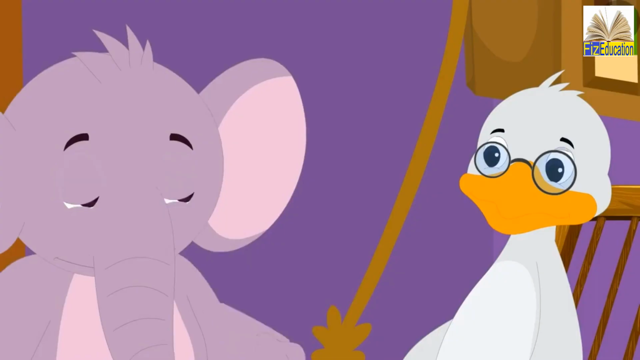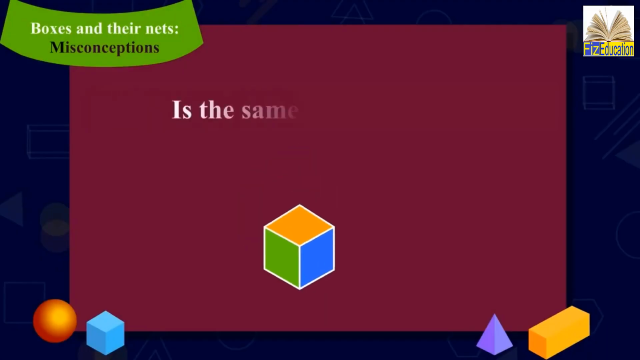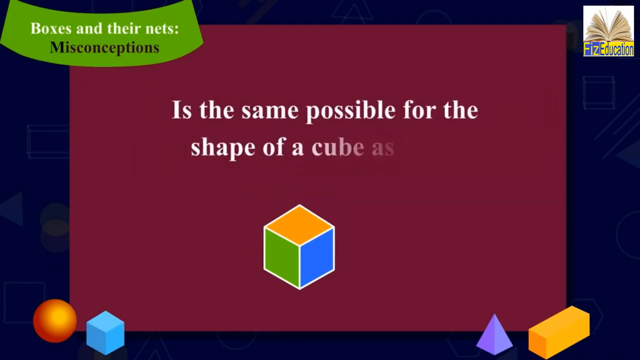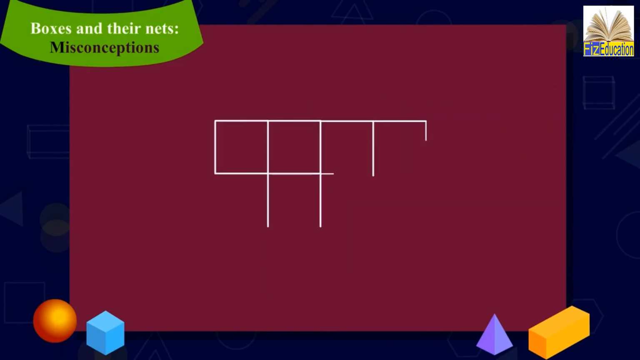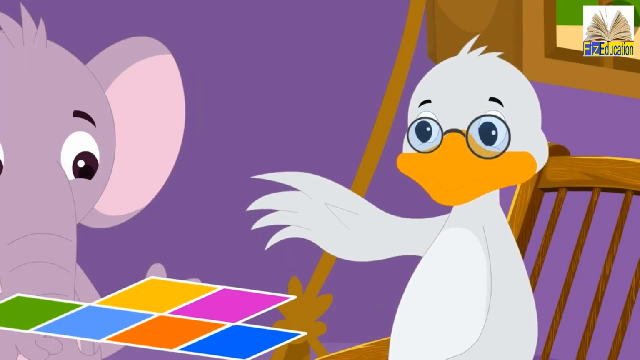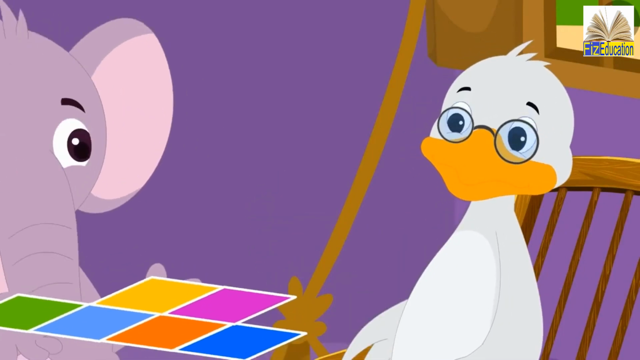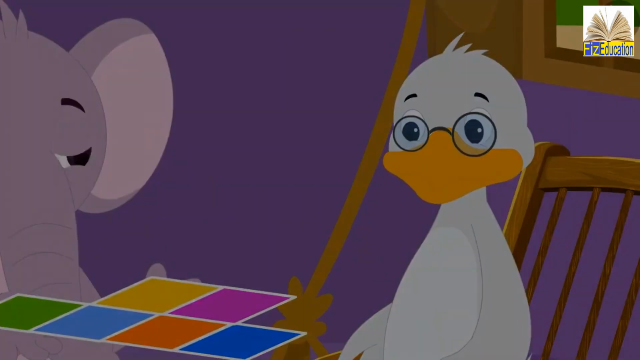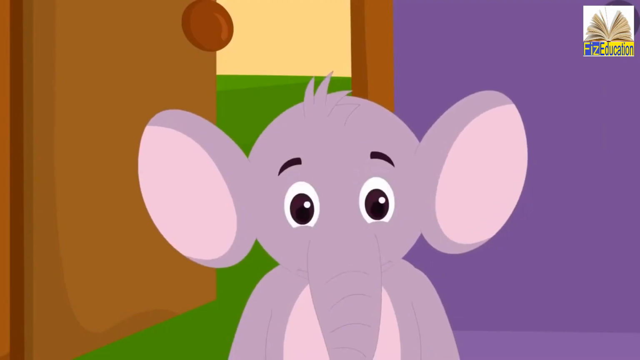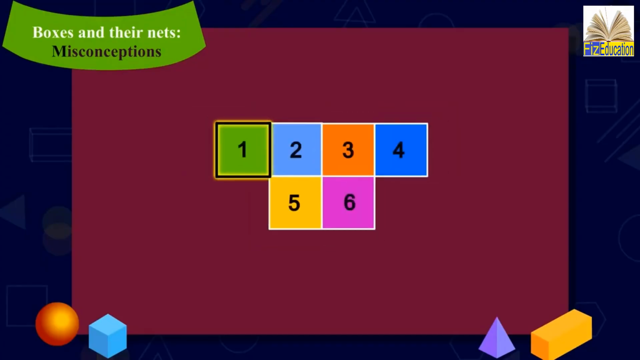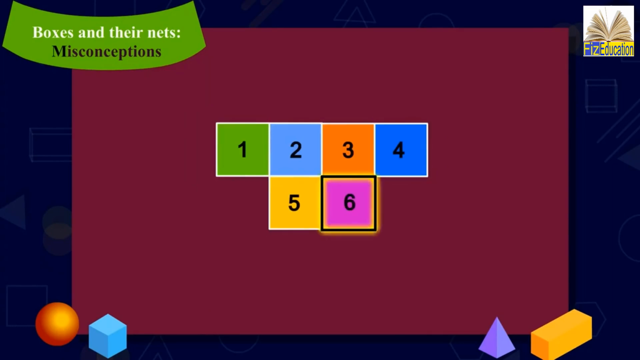Appu was shocked. He asked the Babble uncle, is the same possible for the shape of a cube as well? Then Babble uncle made a shape like this on a thick paper and gave it to Appu. He asked Appu to fold this net. Now, let's see how Appu is folding it. Appu was once again shocked. Hey, this figure did have 6 surfaces and all the surfaces were square. Yet I could not make a cube from it.